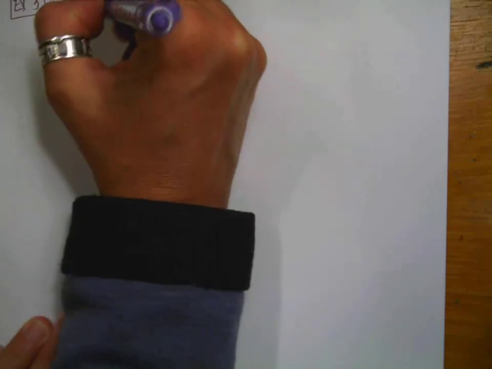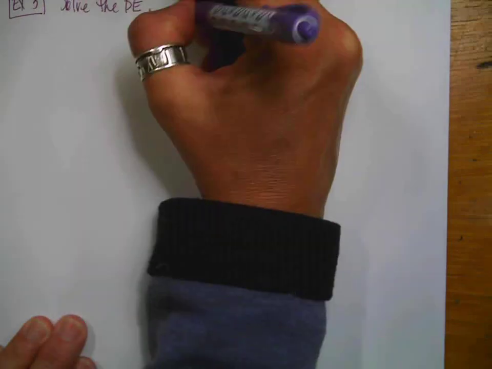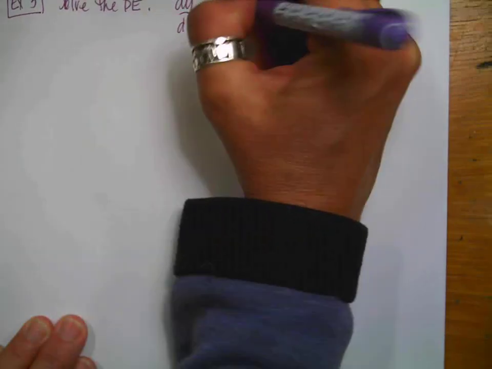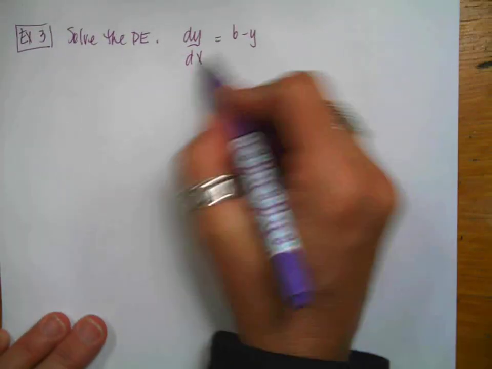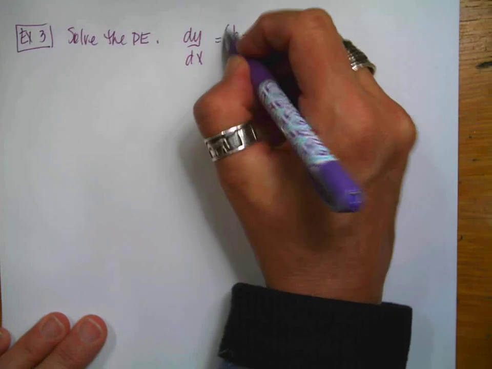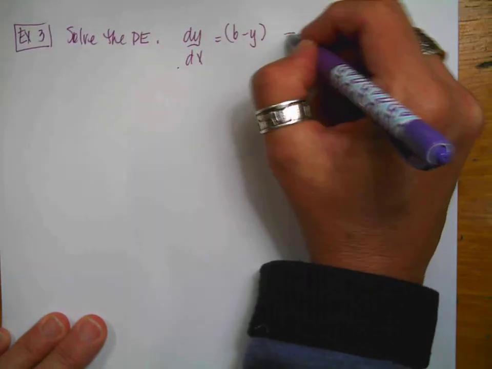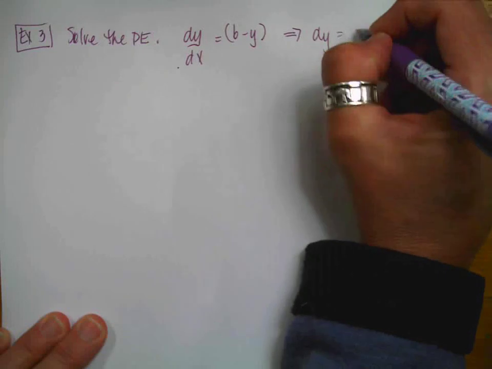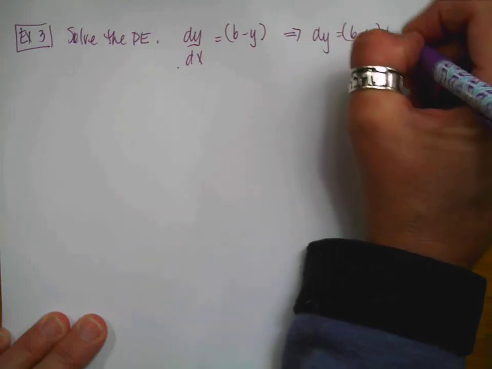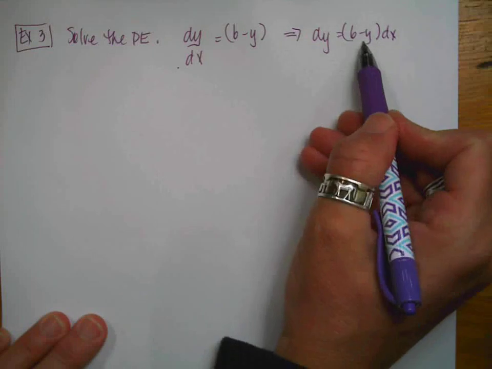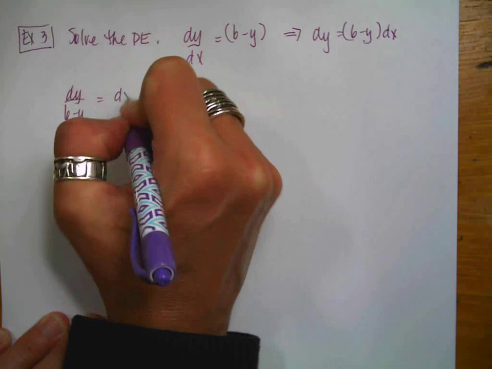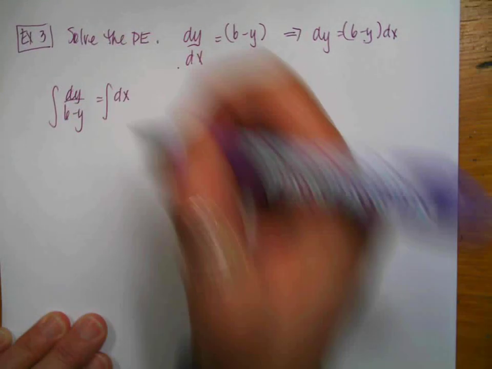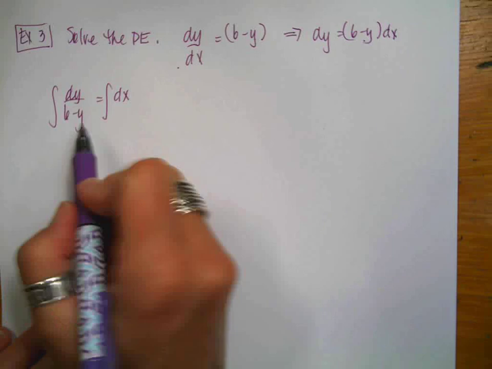So for example number 3, again we're going to solve the differential equation. In this one I have dy over dx is equal to 6 minus y. Technically on this one I can't do a separation of variables because this guy has to have something to multiply by. So I'm going to convert it and say dy is equal to 6 minus y dx. Now I'm going to move this, so I get dy over 6 minus y is equal to dx. I'm going to integrate both sides, okay?